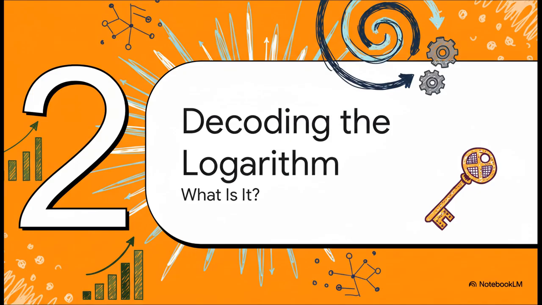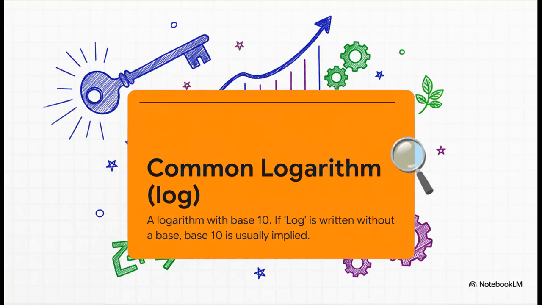Let's break down the two main types you're going to run into. First, you've got the common logarithm. It's just written as log. This is kind of like the default setting on your phone. If you see log and there's no little number next to it, it's always asking the same question. Hey, 10 to the power of what equals this number? It's all built on our good old base 10 system that we use every day.